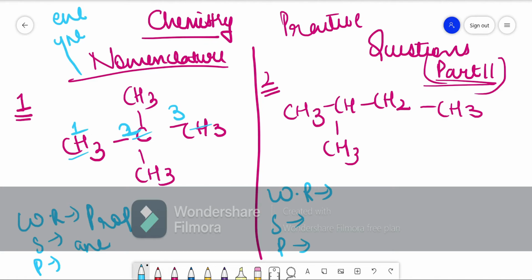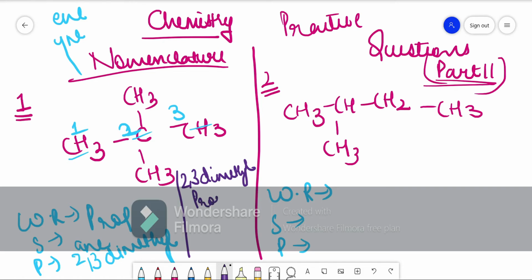Now the prefix is where the functional group is present. So 2, 3, dimethyl. The IUPAC name for the same would be 2, 3, dimethyl propane. Correct, students?